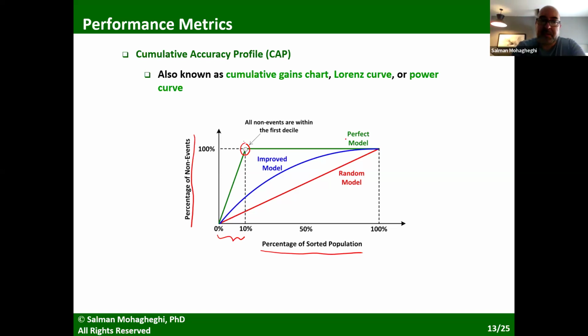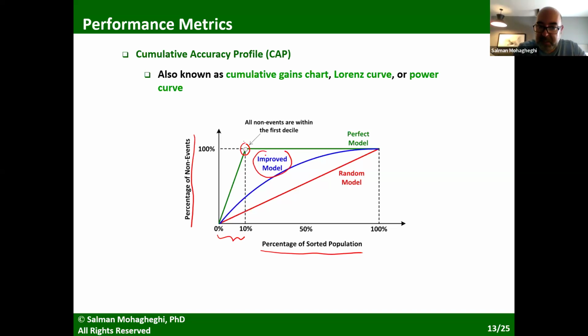So essentially, the relationship between percentage of non-events and percentage of sorted population is going to be a straight line, the red line that I'm showing here as the random model. Again, like before, like the ROC, the closer you are to the perfect model, to this green curve, the better model, the more improved model you are.